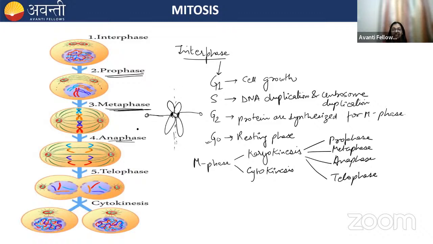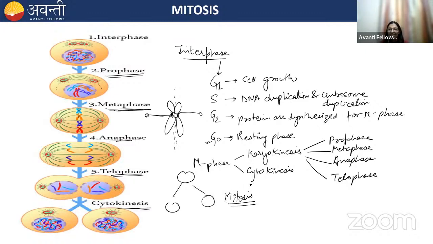During anaphase, the centromere divides and the sister chromatids get separated and start moving towards the opposite poles. And during telophase, the nuclear membrane reappears, the nucleolus reappears, the cell organelles reappear, and the chromosomes start decondensing to form chromatin. Telophase is followed by cytokinesis, where the cytoplasm divides, and from the one parental cell, two daughter cells are formed in case of mitosis.